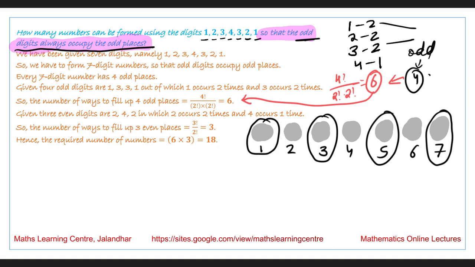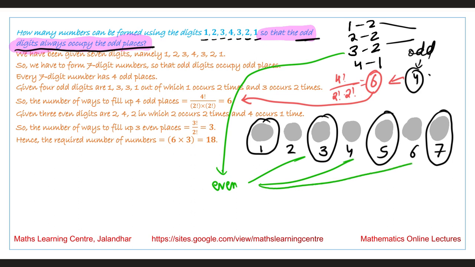Now the remaining even digits are to be arranged at these 3 places. So the number of arrangements that can be formed is 3 factorial by 2 factorial, that is equal to 3. So what we are getting from this is that the number of ways in which the odd digits can be placed in the odd places is 6, and the number of ways in which we can place the even digits at the even places is 3.